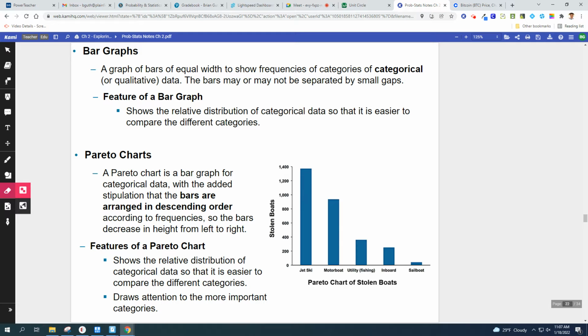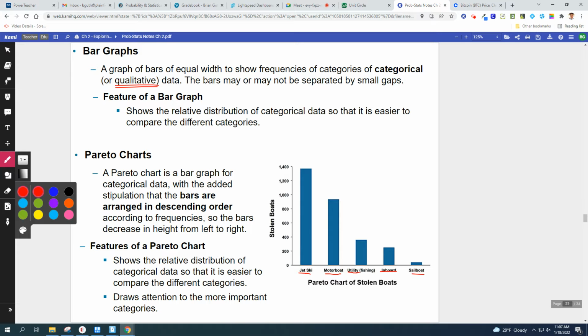Qualitative data. Okay. Qualitative is not numbers. Quantitative, we've seen that word a couple of times already. Quantitative, like quantity or number, but this is qualitative. And if you look at this bar graph, these are not numbers. They're like categories, right? Categories or words or something that you wouldn't really think of as numbers. The bars may or may not be separated by small gaps.